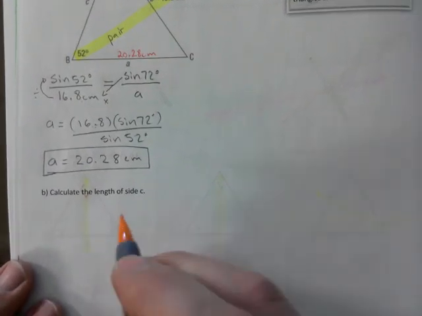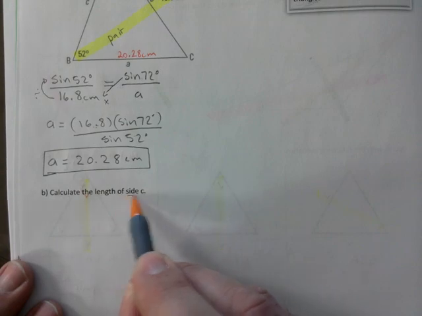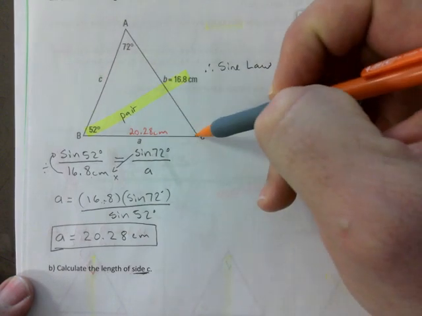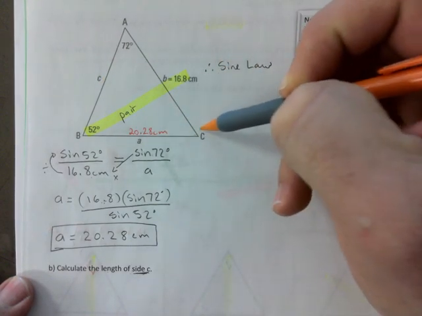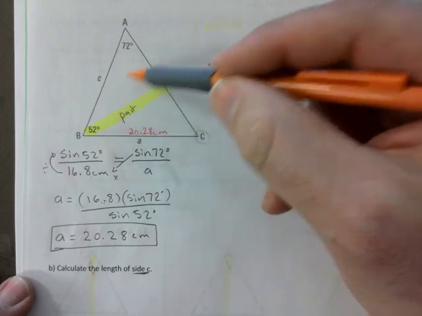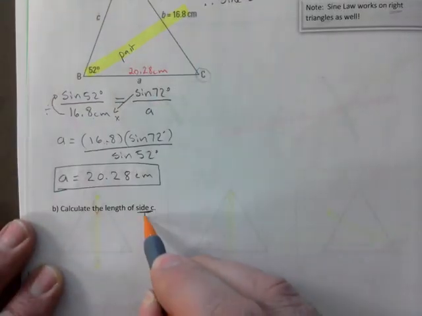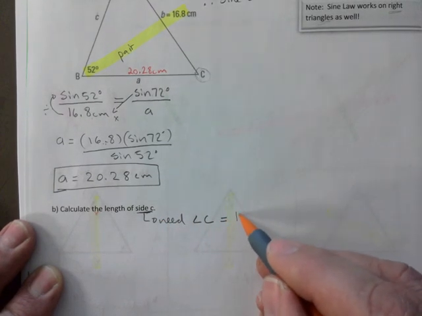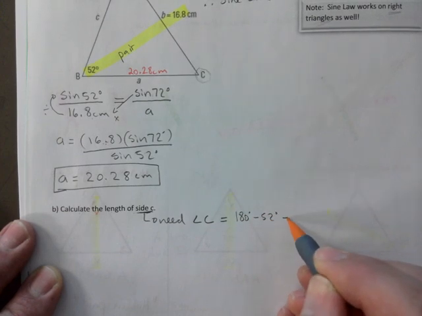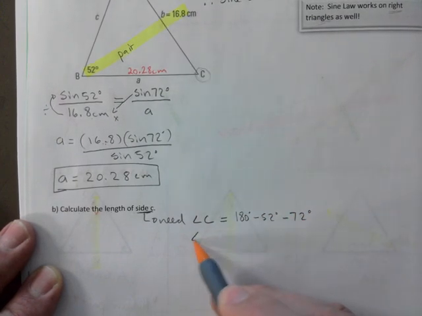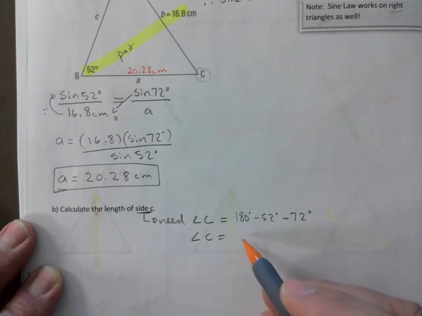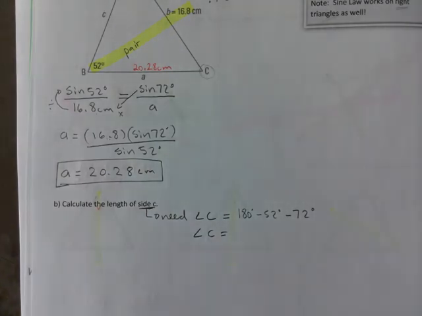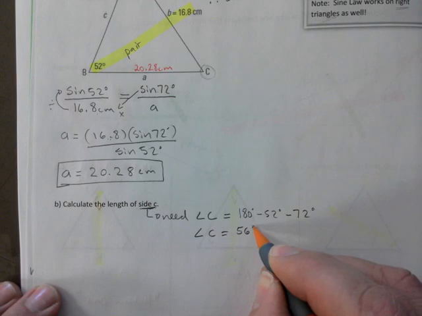So what is it asking for us to do next? Calculate the length of side C. Side C is there. We don't know what that angle is. So as it stands, we can't. But we can easily find angle C, right? Because we know 2 angles out of the 3. So let's do this. Need angle C. And that is found by going 180 minus 52 minus 72. Angle C is 56. 56 degrees. That's not the answer.